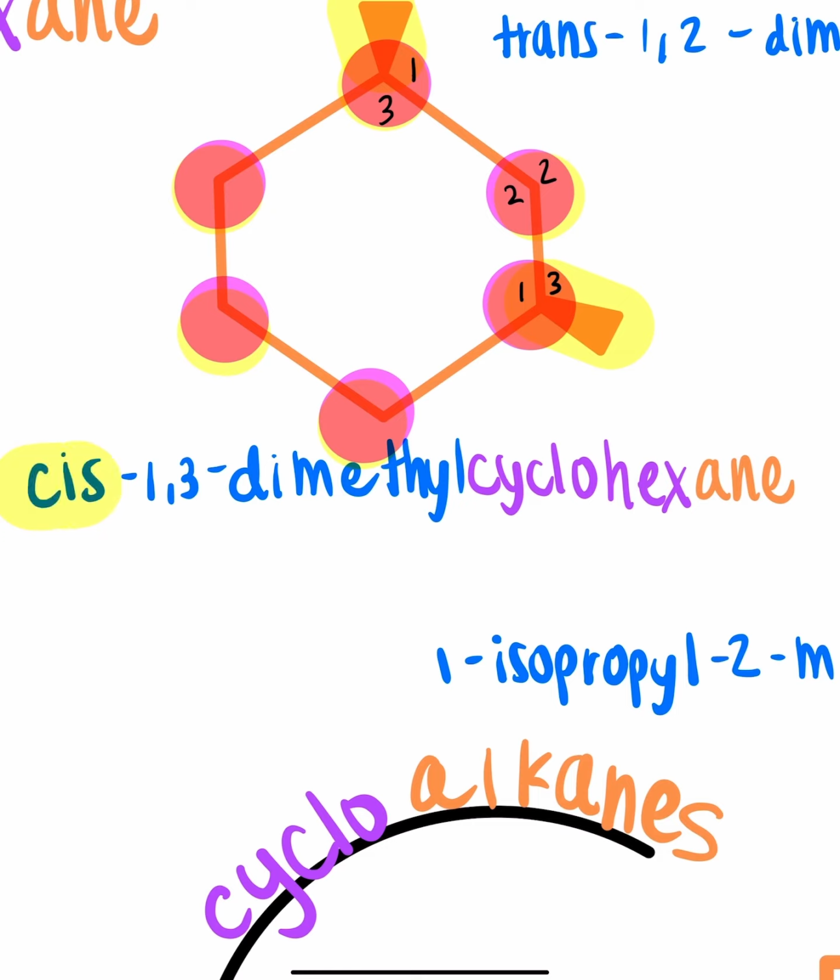You have 2 methyl groups. It doesn't matter which one is 1 or which one is 3, because, like I showed you, these 2 substituents are the same. But you do end up having a 1 and a 3. So it's going to be 1,3, and then you have 2 methyls, so it's dimethyl, and cyclohexane. We know that this is cyclo because it's a ring, hex because there are 6 carbons, and ane because it's an alkane.